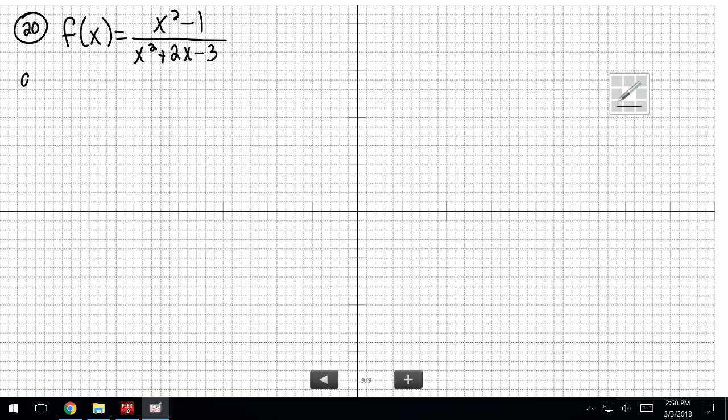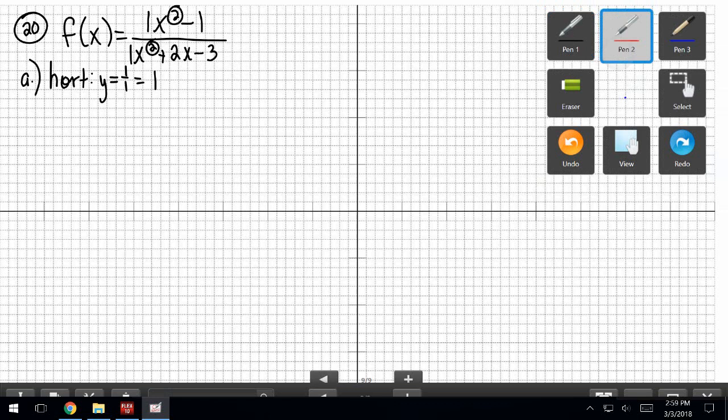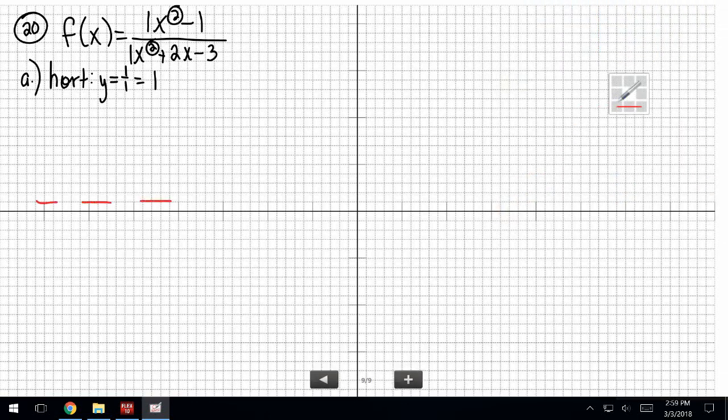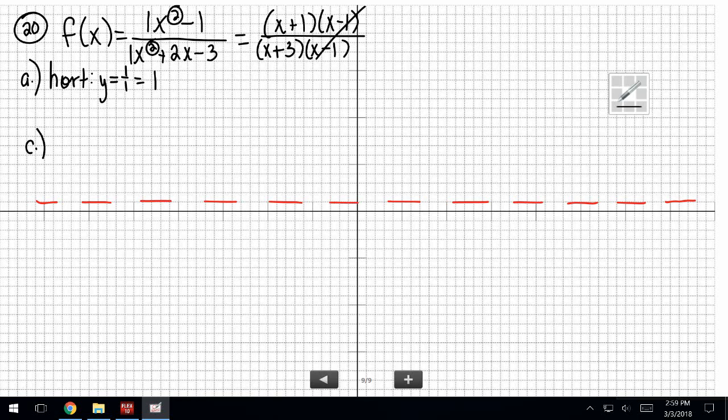Alright, so first things first, you have a horizontal asymptote at 1 because your degrees are the same. You have 2 and 2, so you divide their leading coefficients. So 1 over 1 is 1. Alright, so we have a horizontal asymptote at y equals 1. Then we're going to factor. The top is the difference of 2 squares. The bottom factors as x plus 3 and x minus 1. Those cancel. So that means for part C, we have a hole at x equals positive 1.